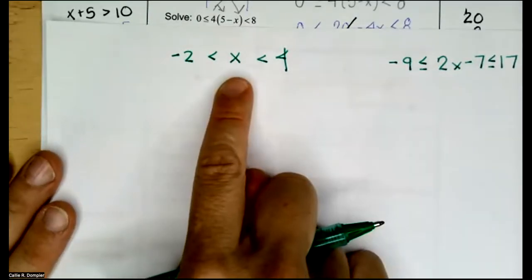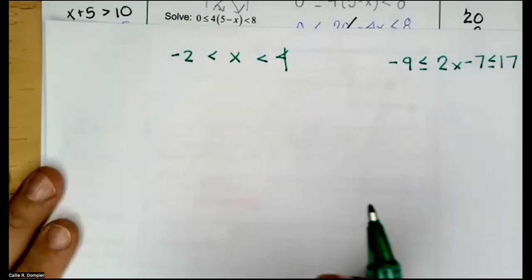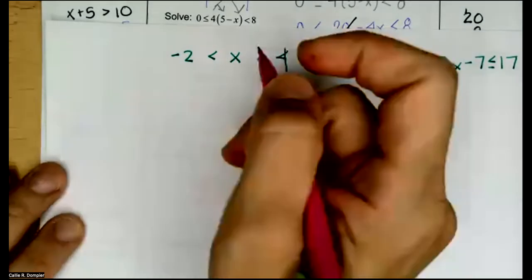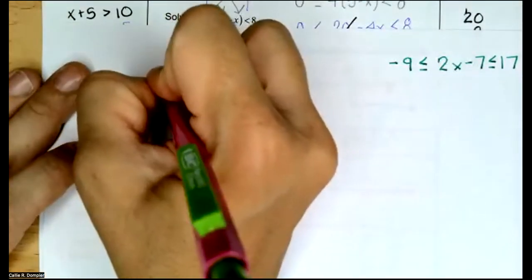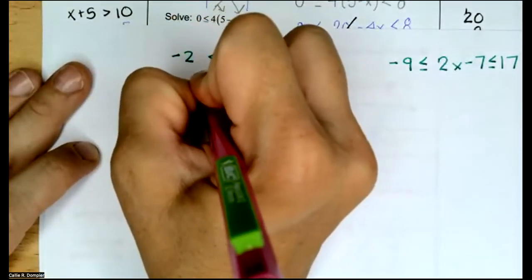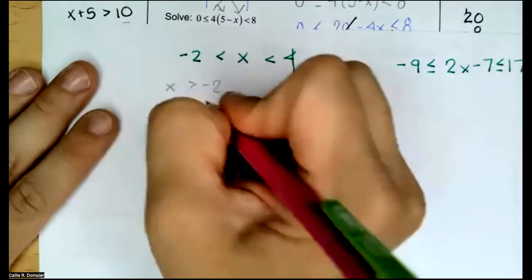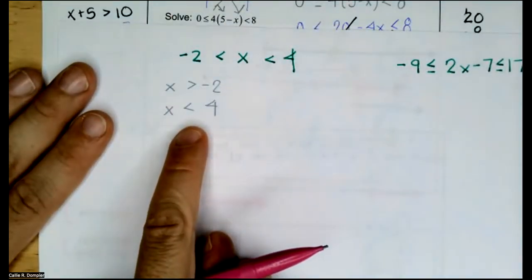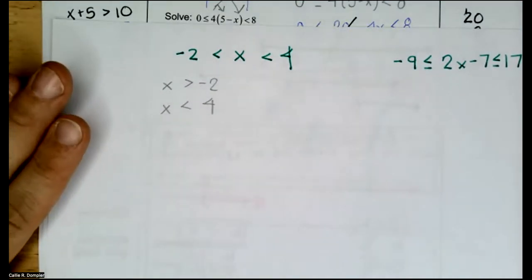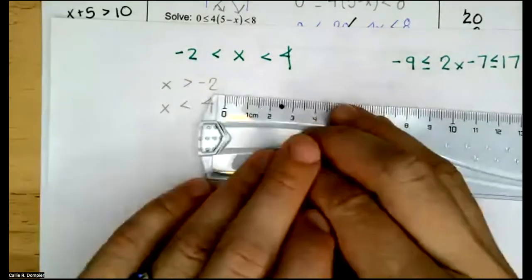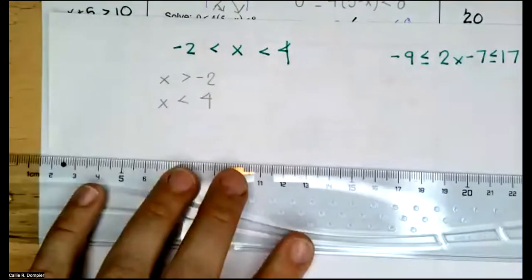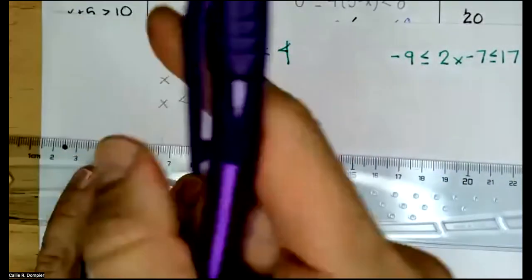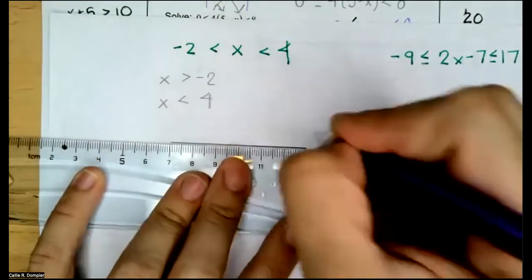All right, so here's an easy one, right? Or here's a simpler one than the ones we were looking at. You can rewrite this as x is greater than -2, x is less than 4, right? Just make sure you have fluency with less than, greater than, less than or equal to, greater than or equal to. Now we're going to graph it. Even if they don't ask you to graph it, it helps, I think, to graph it.